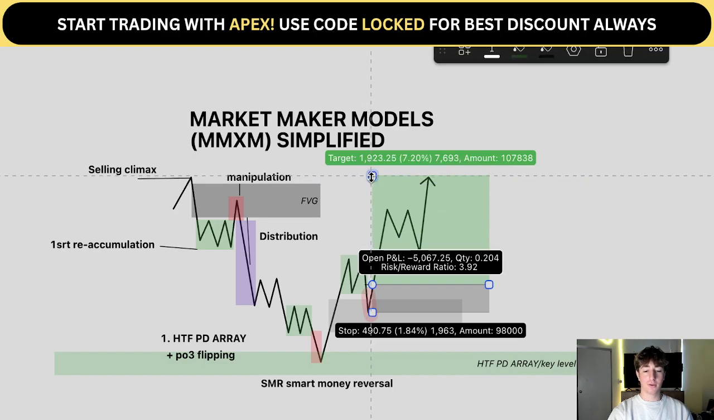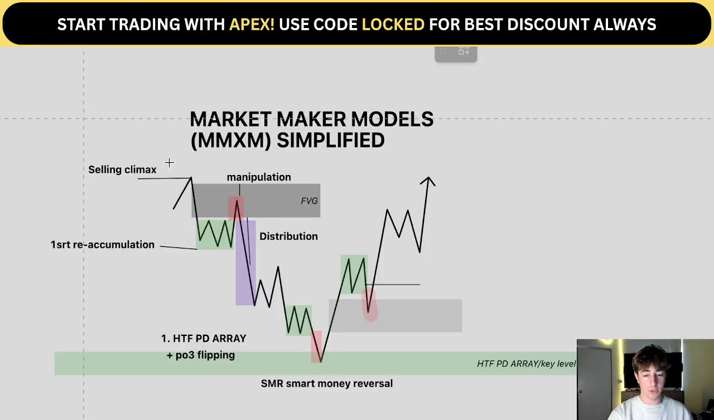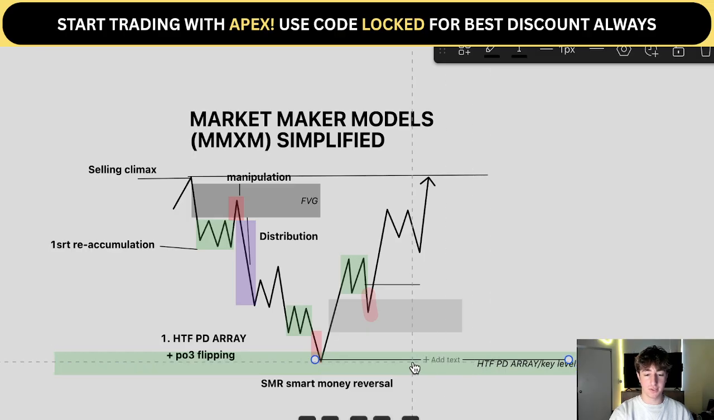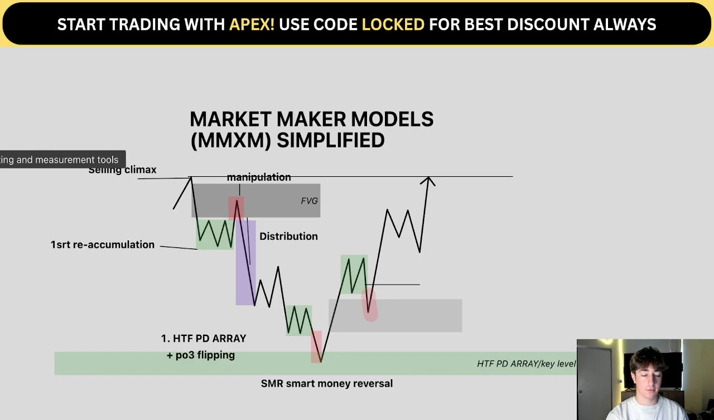Now, what are going to be your targets? When I'm trading market maker models, the ultimate draw on liquidity, if you are bullish, is going to be your selling climax. Same thing if you had a market maker down to the downside, this would be your draw on liquidity, the buyer's climax. But the selling climax, that is your ultimate draw on liquidity. So that's usually where I like to have a take profit for sure. That's where I like to take a lot off the table.